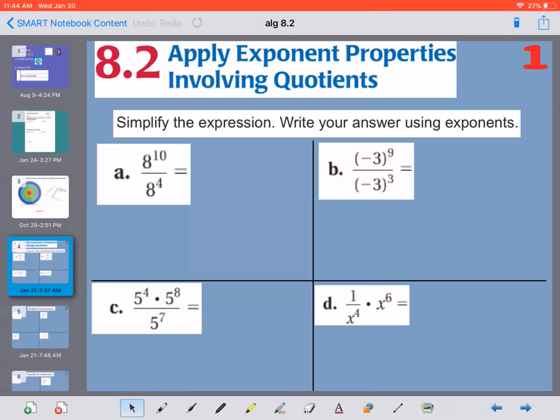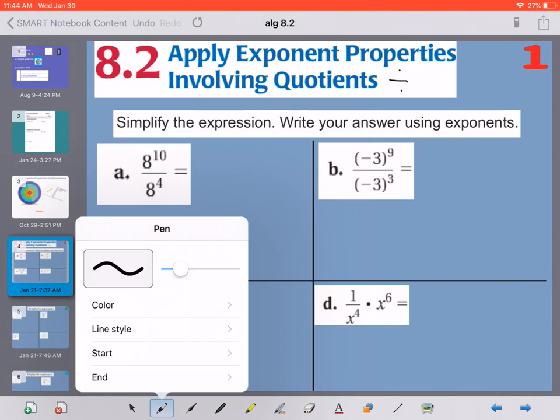Morning. Today we are applying exponent properties involving quotients. Now, last time we did multiply, or products. This time we're doing quotients, which is divide. So I'm just going to switch my colors here.